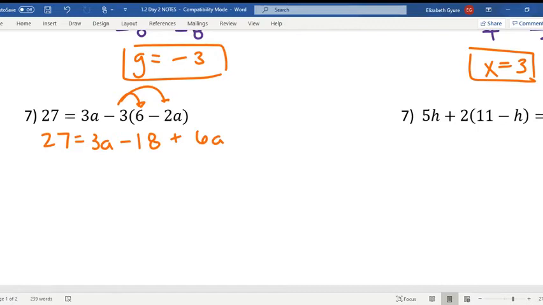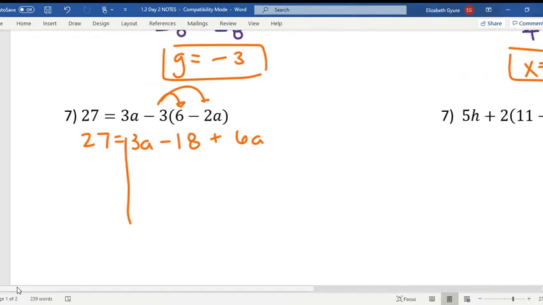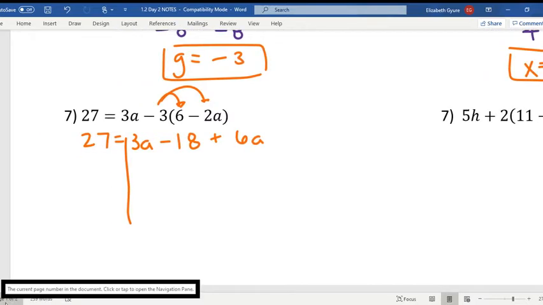Okay. So we want letters, right? Variables on the left, numbers on the right. So 27, is 27 a variable or a number? It's a number. So is it good or does it need to move? It needs to move, and when it moves, it's going to switch from a positive to a negative.